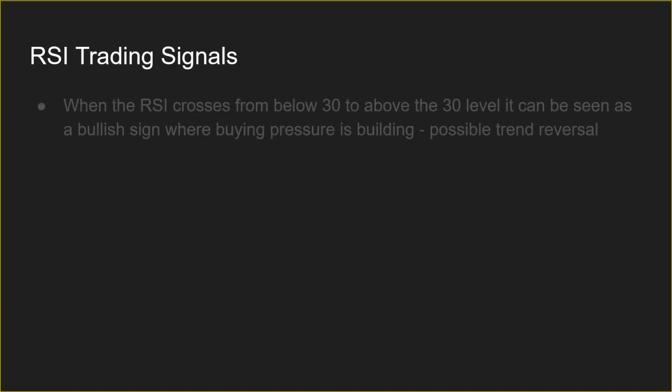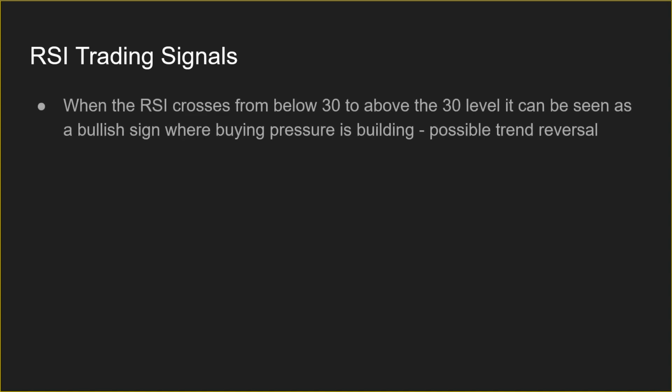So let's talk a bit about RSI trading signals and how to use the RSI for trade entries. When the RSI crosses from below 30 to above the 30 level, it can be seen as a bullish sign where buying pressure is building and a possible trend reversal. If you think about it, the asset is considered oversold when it's below 30, and then it crosses above 30, it could be seen as, well, the asset's not oversold anymore. It's not in this oversold level, so we could possibly be seeing a trend reversal.